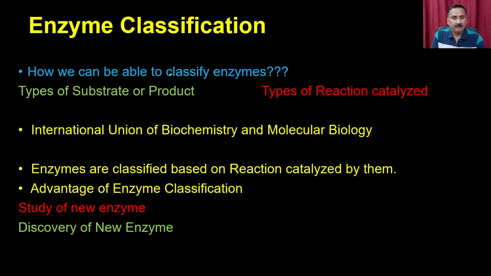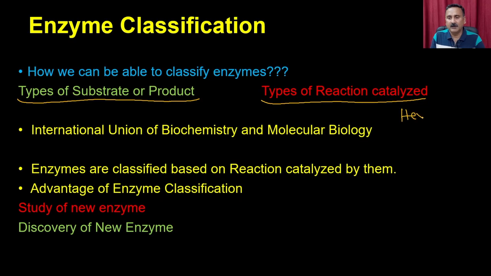So that is what is written here. If you want to classify the enzymes, they can be classified either by the type of substrate or product they are utilizing, or by the type of reaction they are catalyzing. Now if you look at the type of substrate or product, you will see that the same enzyme is utilizing different types of substrate under different conditions. For example, you have the hexose, right?